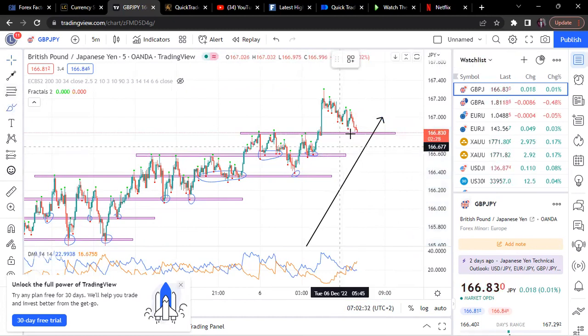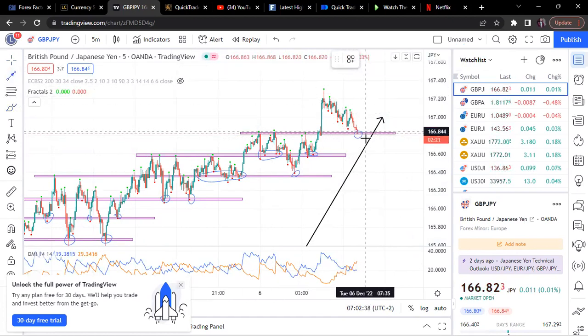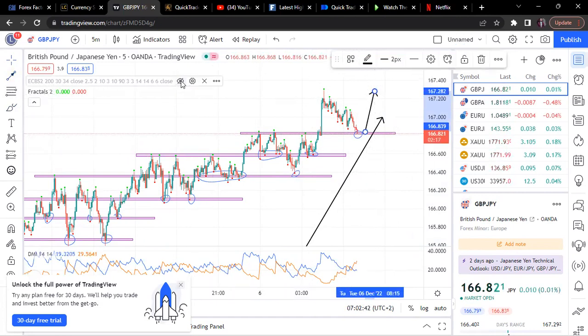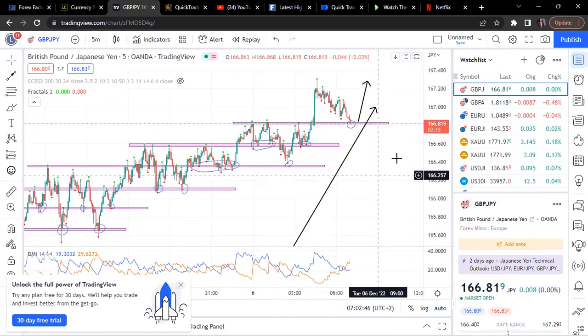So our analysis and our prediction is that because price is at this area here, we could potentially be seeing price reverse and push back to the upside, right? So that in a nutshell is how we predict price action, all right?